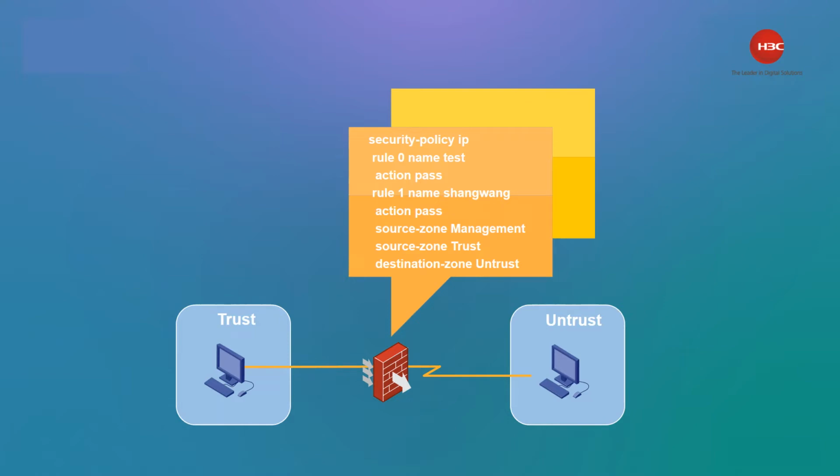The administrator divides the interfaces with the same security requirements into the same security zone. For example, the firewall is divided into a trusted zone and an untrusted zone. After the security policy is configured, the two security zones can access each other.